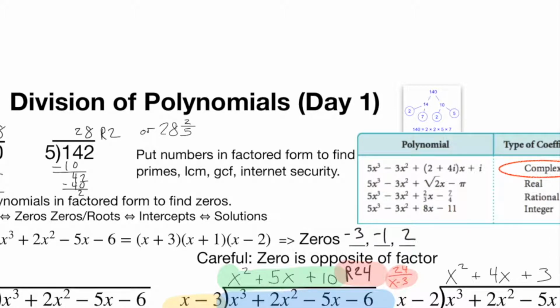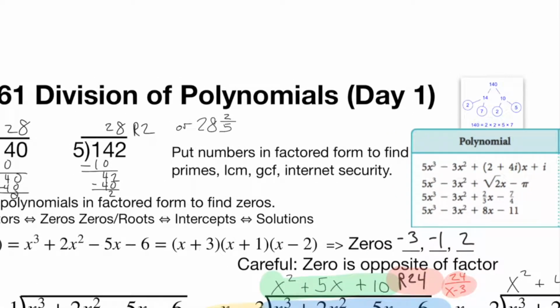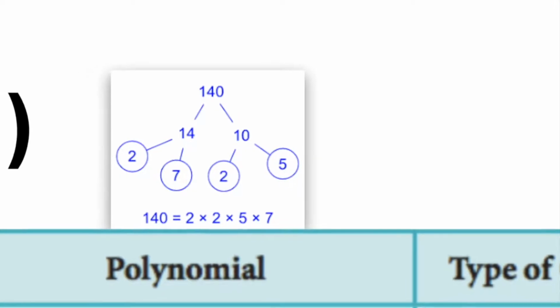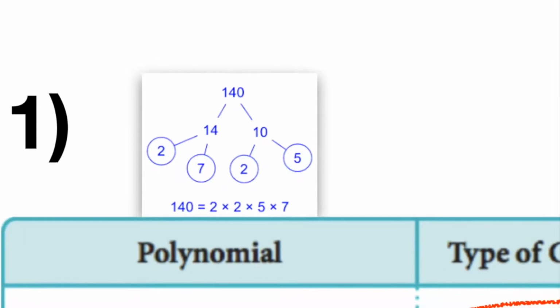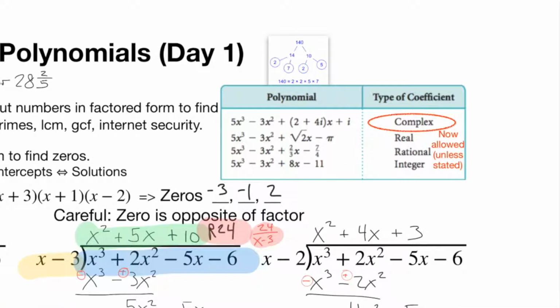The NSA, as far as we know, the NSA can't do this. So putting things in factored form is actually incredibly difficult, incredibly useful, and because it's so difficult to do, then we have internet security.